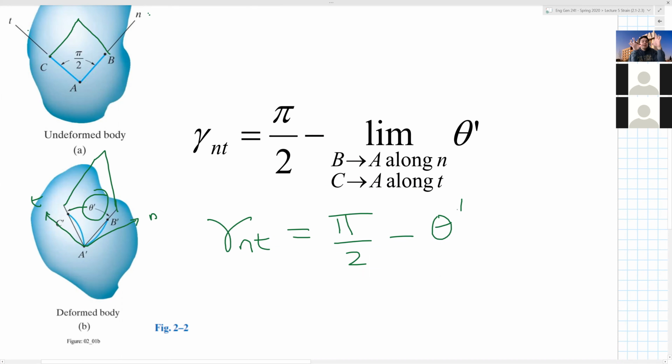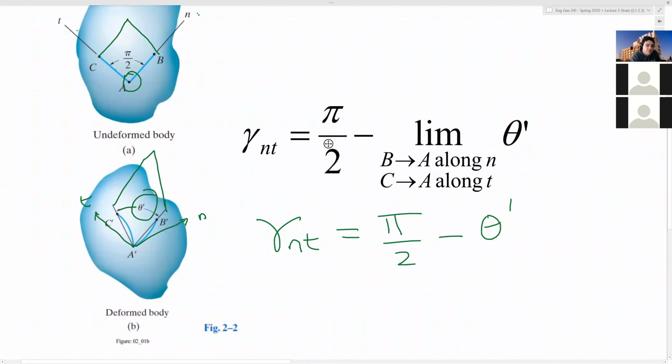Again, it looks at the limit. I want what's happening exactly at A. If you want to know what's happening exactly at A, shouldn't your B point approach A, and shouldn't C approach A? So that's the calculus definition. But really here, what I care about is a change in angle. If your final angle is 20, your original angle is 90, the change in angle is 70. So that's what it means by shear strain.